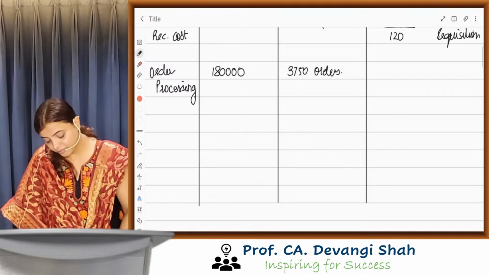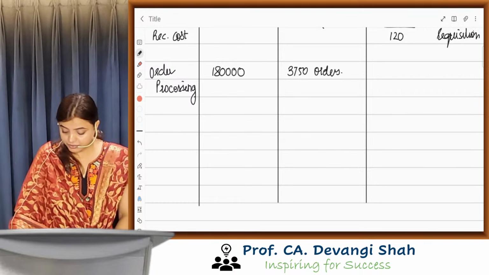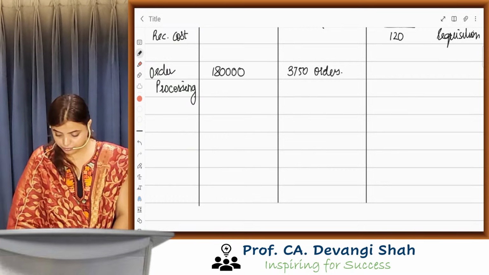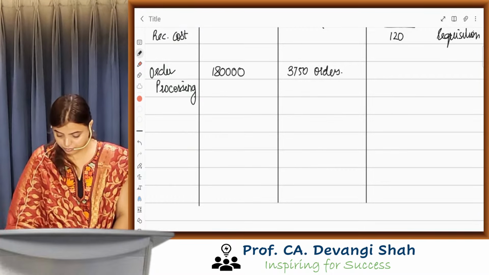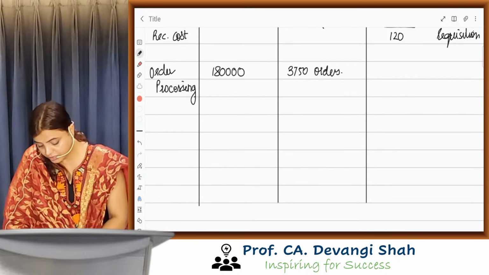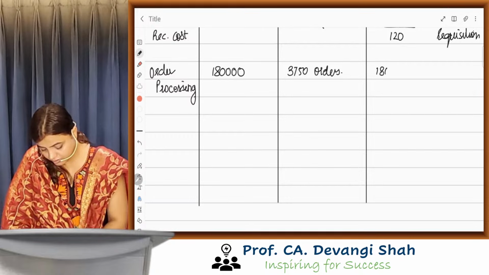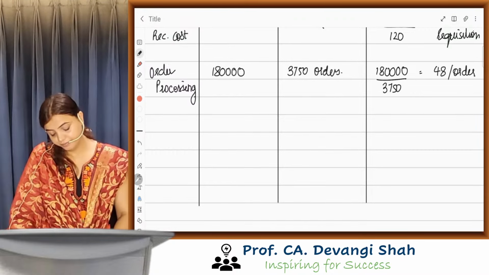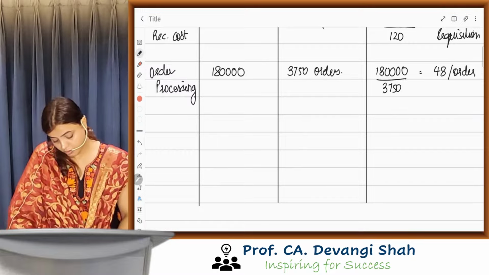So 1,80,000 divided by 3750, you get 48 per order. And is there any other remaining?